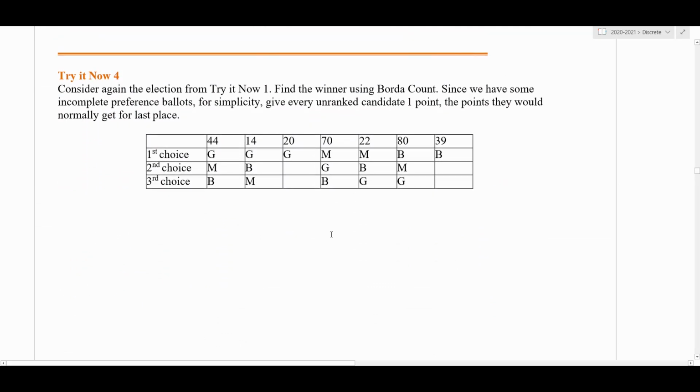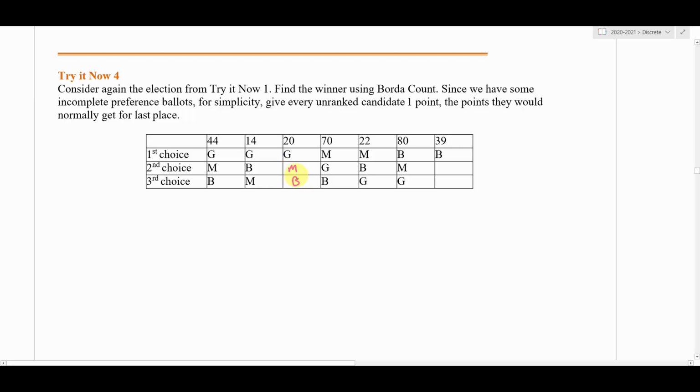All right, so in this next one, we've got our GMB election again here. So we're going to do it with a board count, same way that we did in the last example. Notice that we had some voters here that refused to rank them. They only gave their first place choice here. So these 20 and these 39 only gave their first place vote. So what we're going to do in this one, since M and B did not vote, is I'm just going to write them in.